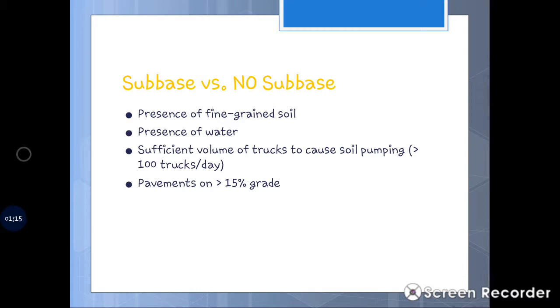So, let's discuss the difference between pavement with subbase and those that don't have subbase. So, presence of fine-grained soil, presence of water, sufficient volume of trucks to cause soil pumping, and pavements on a grade greater than 15%.